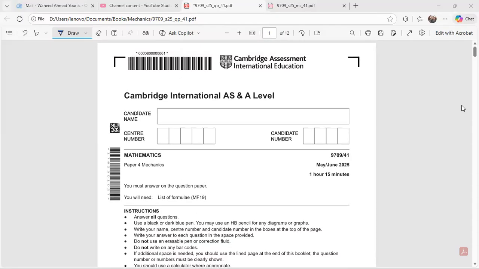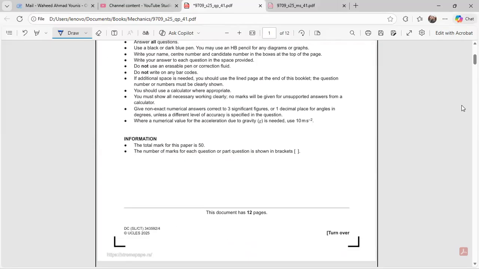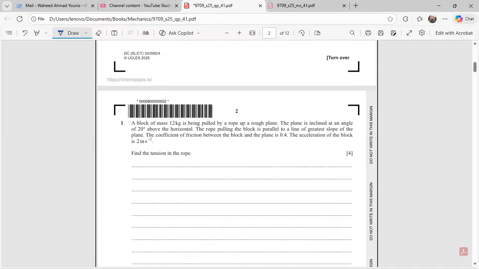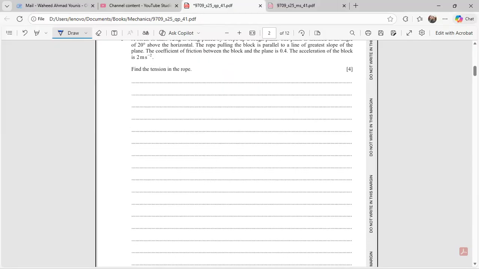Right now, I have this May-June 2025, Volume 41, and it is Mathematics and Mechanics. So let us start the problem. It has 7 questions as usual. So the first question is, okay, yes.